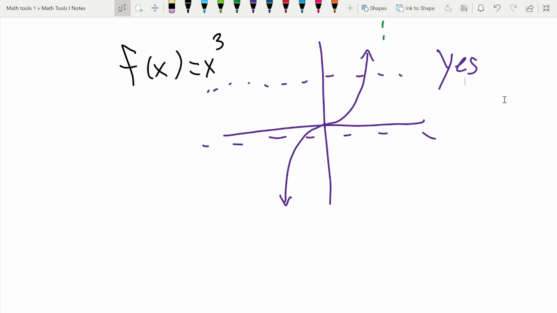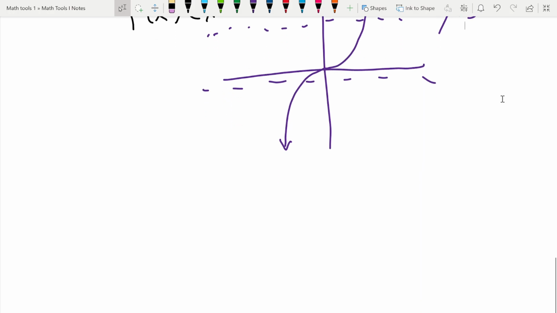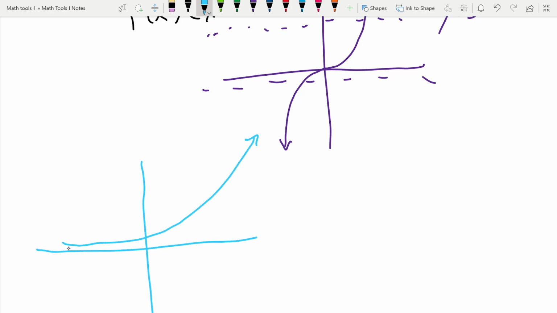So just thinking about some other common graphs we'll see later that we did not define in the parent graph section. There are some graphs known as exponential graphs. Okay, they look like this. And we can see that this one is invertible.